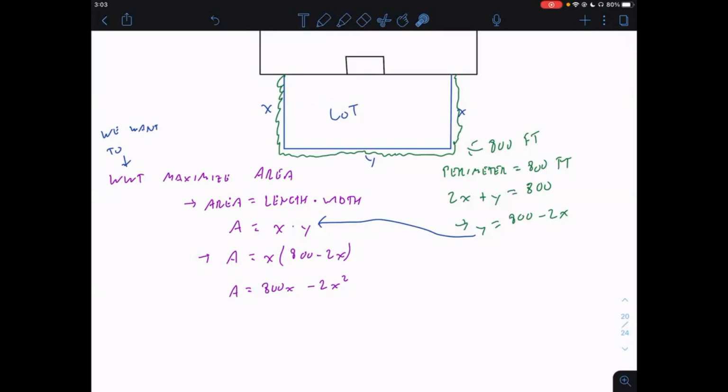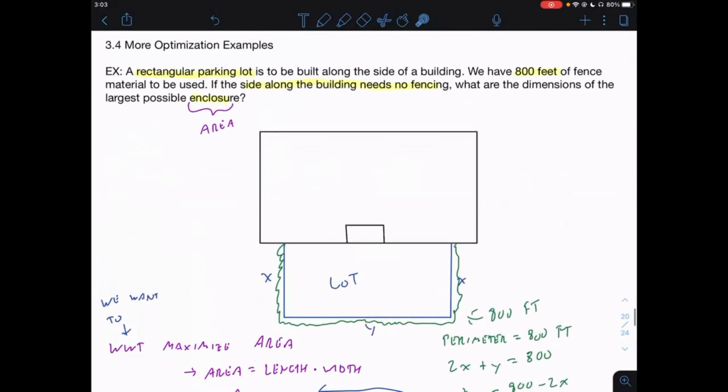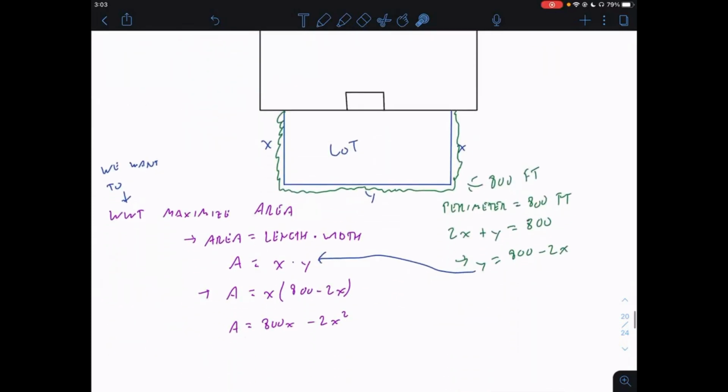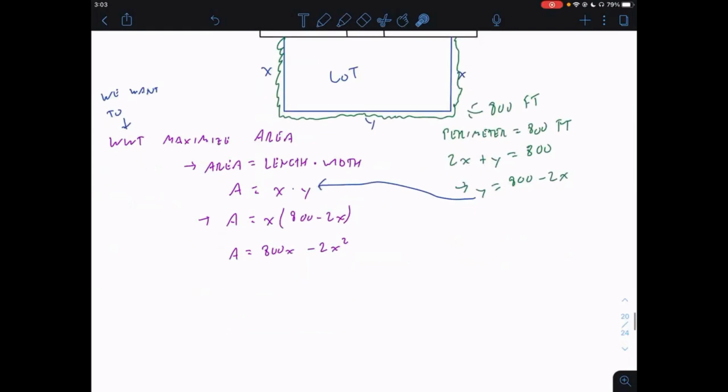The next step is not to set this equal to 0. Do not set this equal to 0 just yet. What are we trying to do? We're trying to optimize, we're trying to maximize the area. Again, from 3.3, to maximize a function, we have to find its derivative and solve for the critical numbers.